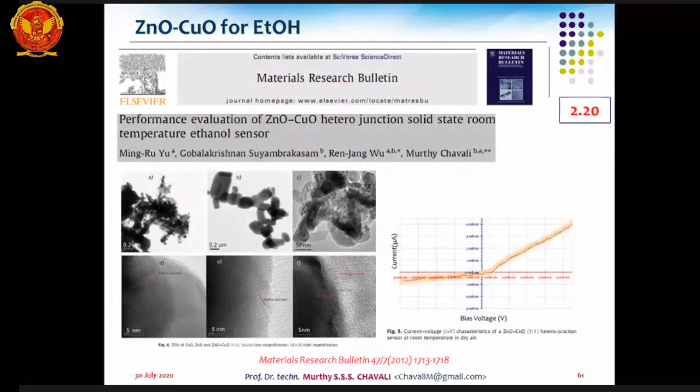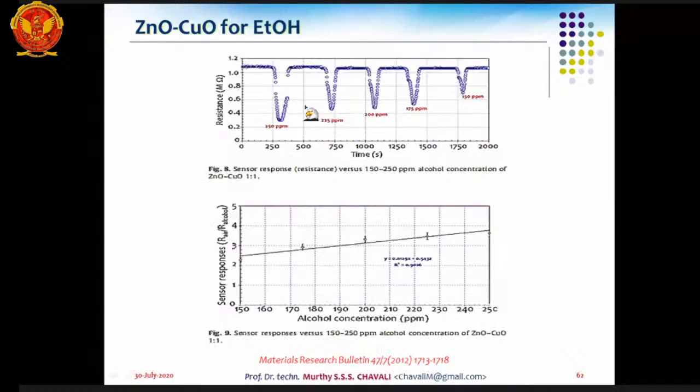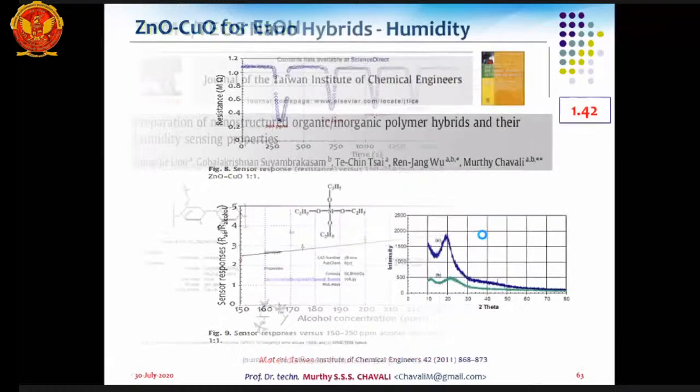And the same thing we have used for ethanol sensing for the meteorological department, where we used a different material as a heterojunction, zinc oxide and copper oxide, as a solid state room temperature sensor for measuring ethanol. This also gave very good results in terms of sensor dynamics, where you can see 150 to 250 ppm with very good linearity. And this solved the purpose of developing a metrological standard for ethanol sensors.